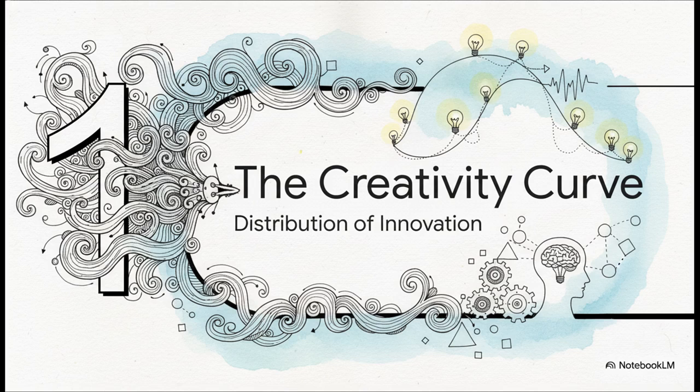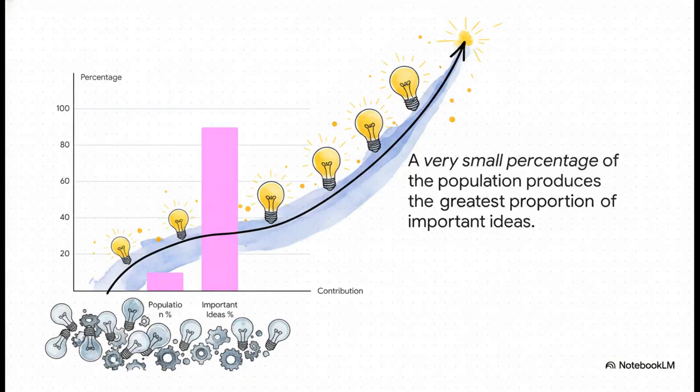Okay, first up, the creativity curve. This was really Shannon's starting point for trying to figure out why creative work isn't spread out evenly among people. So what he observed was this. A really small percentage of people produce a massive, disproportionate share of the important ideas. They operate past what he called the knee of the curve, where things go exponential. So the real question becomes, what does it actually take to get to that part of the curve?